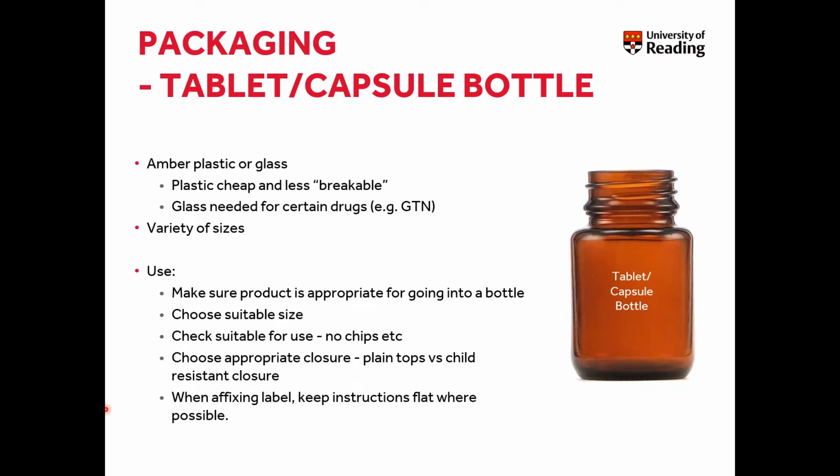Okay, so another common packaging that we might use is an amber plastic or amber glass bottle. We use the amber color because it helps protect the tablet from light, so the capsule or tablet is less likely to be adversely affected by the light. Plastic is cheap and has less chance of breaking than glass, but sometimes we do need to use glass for certain drugs. Like GTN tablets, glyceryl trinitrate, we would put in a glass bottle, as glass bottles are better at keeping the air out, and so it keeps the moisture out.